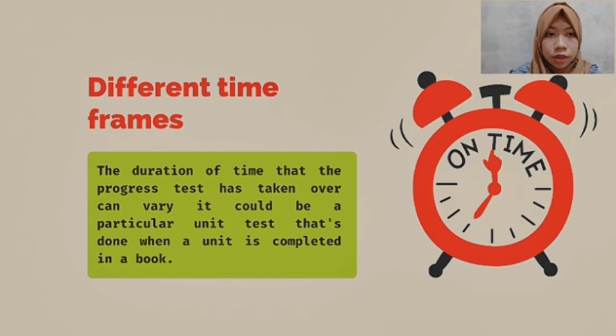The duration of time that the progress test covers can vary. It could be a particular unit test that's done when a unit is completed in a book. It could be a term test, it could be half year, or it could be an end of year. So there are different lengths of time over which these progress tests are covering.